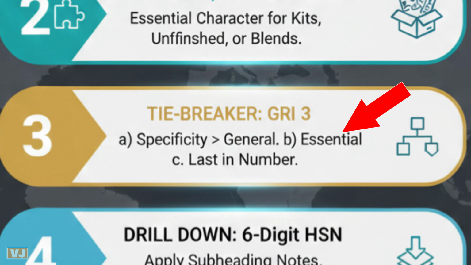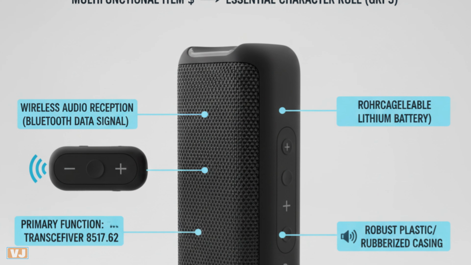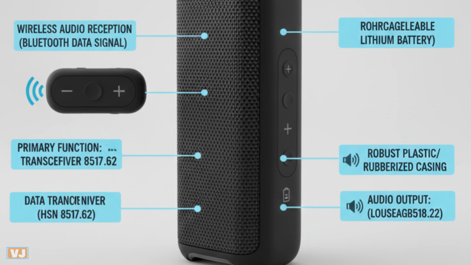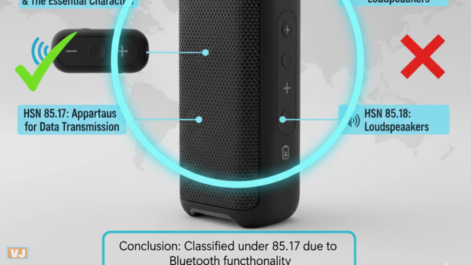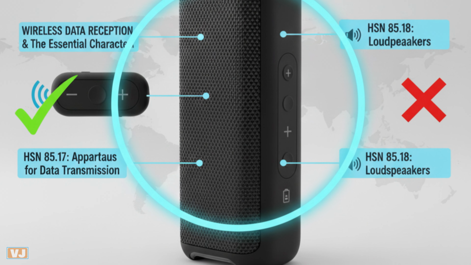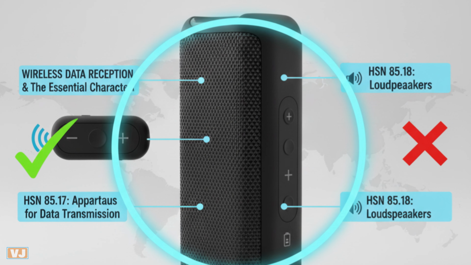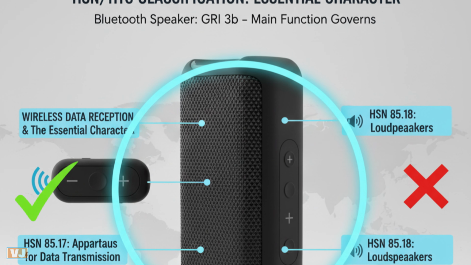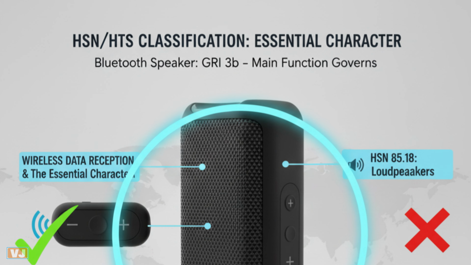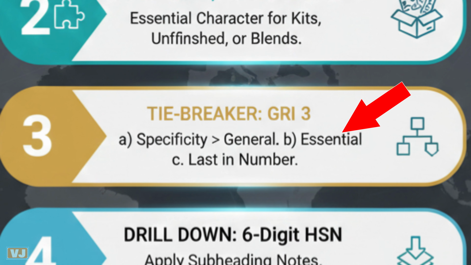Not like a normal speaker, it becomes a Bluetooth speaker. Placing it in 8517, which actually refers to this essential character of data reception and transmission. Now, there is a third sequential step in GRI 3 that is called the numerical order.